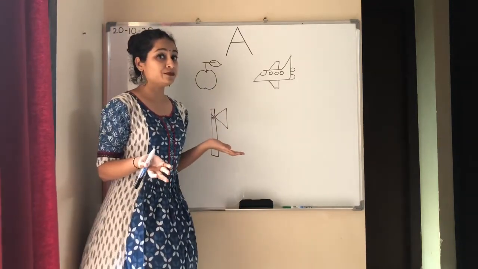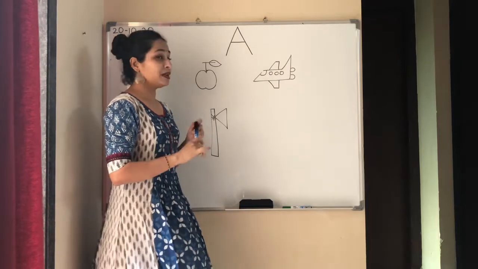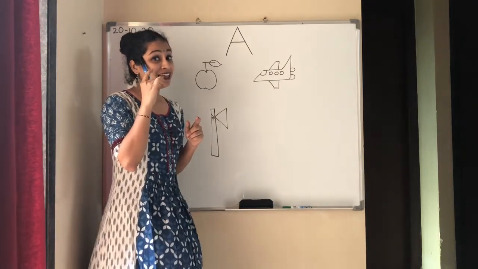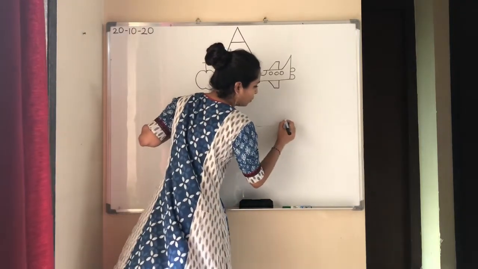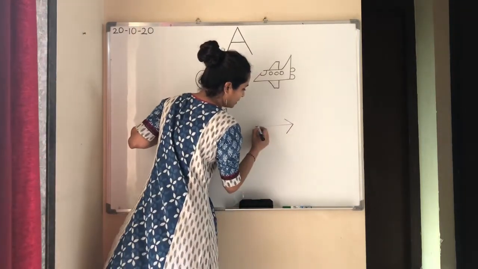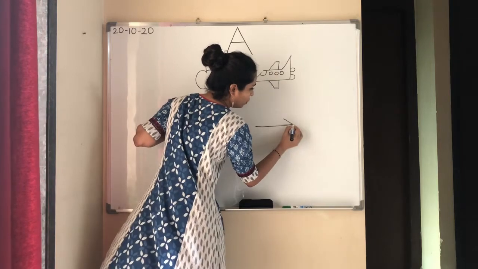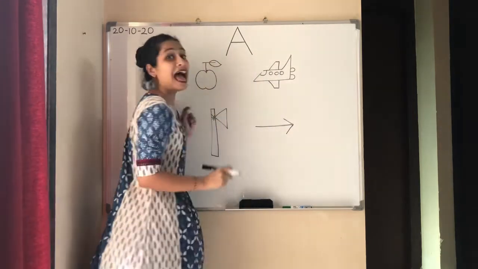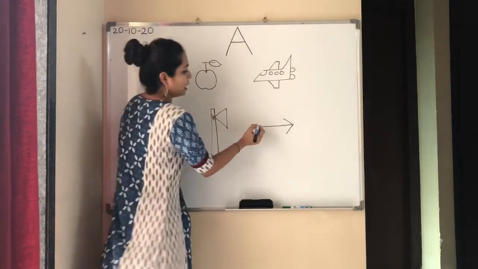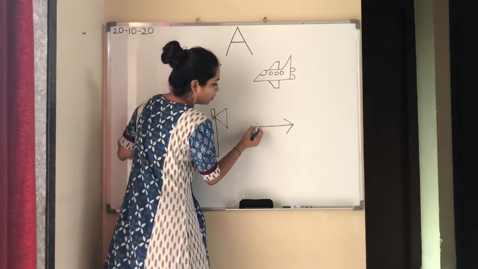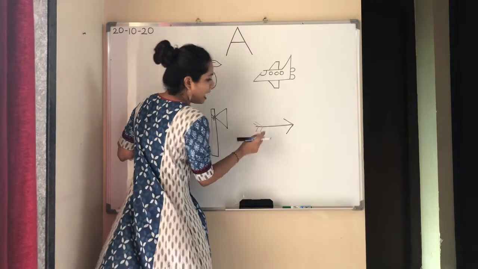A for. Tell me, think. Yes, the next picture is arrow. Which is the next picture? Arrow. A for arrow.